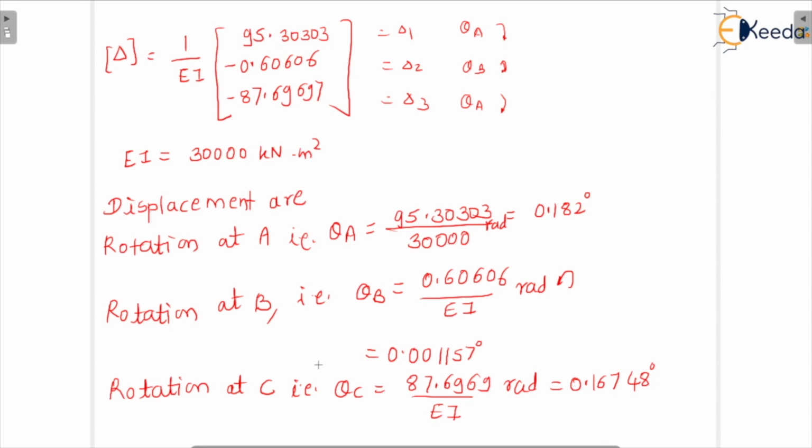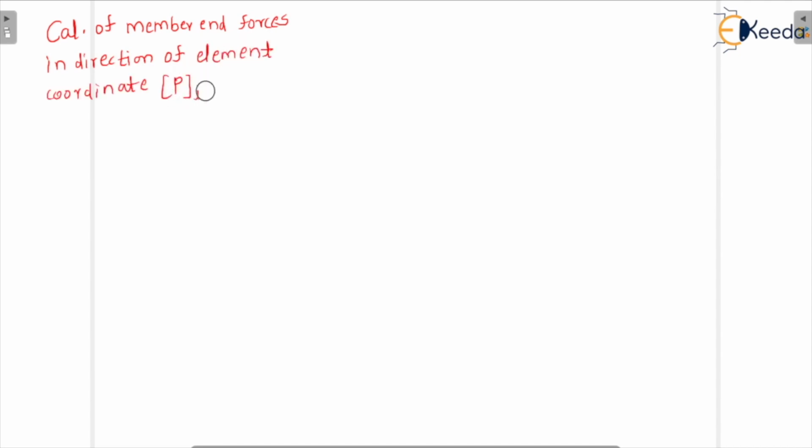Okay, so once we get the rotation, then the calculation of member end forces in direction of element coordinates we need to calculate. So we have to write P of ij. We have the force P of ij is equal to K of ij delta of ij minus P equivalent.